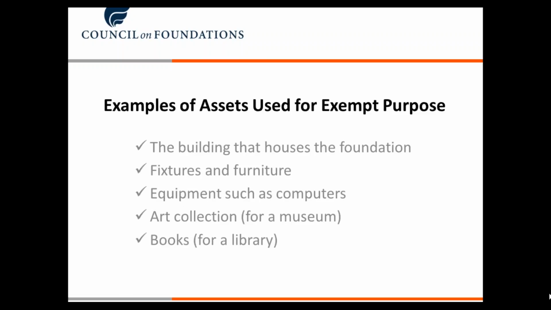So again, we said this does not include assets that you're using or holding for your exempt purpose, and examples of these can be the building that houses your foundation if you own the building, your fixtures and furniture and equipment and computers. If you're a private foundation, such as a museum that has an art collection which is used directly for its exempt purpose, those assets would not be counted. Or a library, the books would not be counted. Those are examples of assets that are used for exempt purpose. So we're not counting the value of those things. We're really only looking at your investment assets.